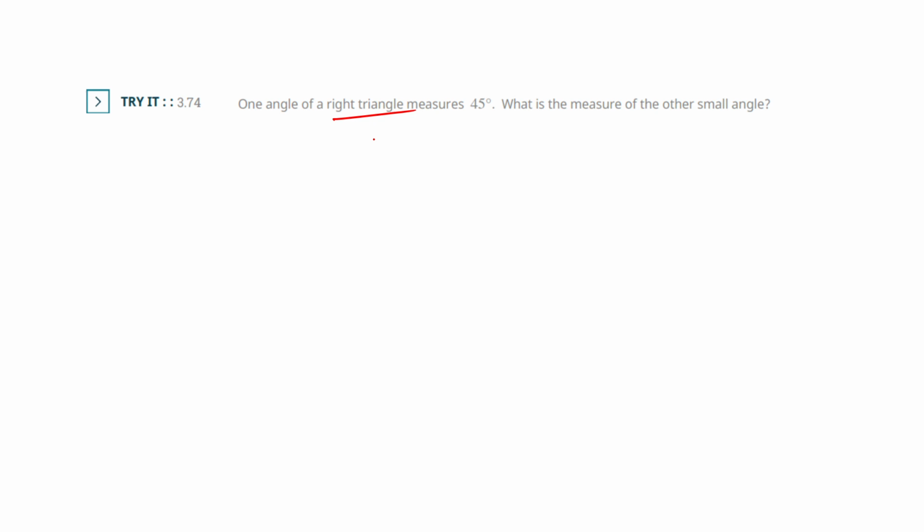Okay, they told me it's a right triangle again. So I don't know one of the angles, but one of them must be 90 and another one is 45. So clean this up now. Get x by himself.